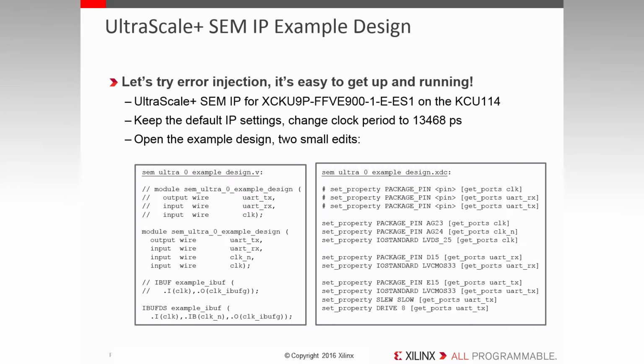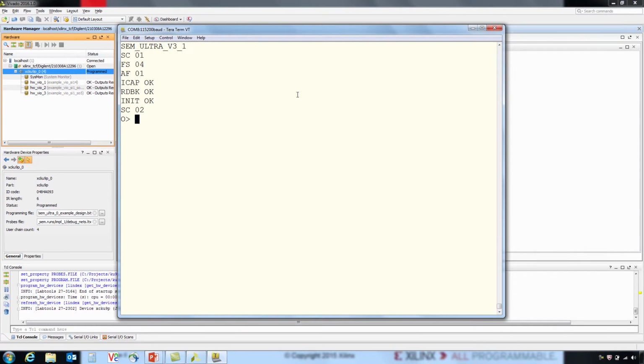I generated the bitstream in advance so we could jump right into using it. You can see the download is completed and the UltraScale+ SEM IP has already transmitted an initialization report. Now we can try a few tests. Test 1 is going to be a correctable single-bit error. Most SEU are single-bit. So go idle, give me a status report.